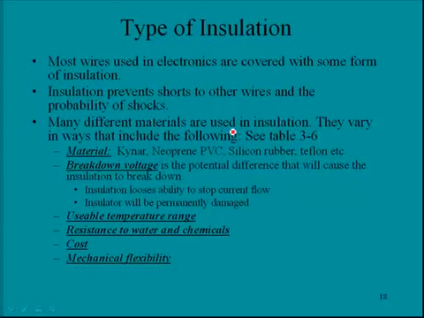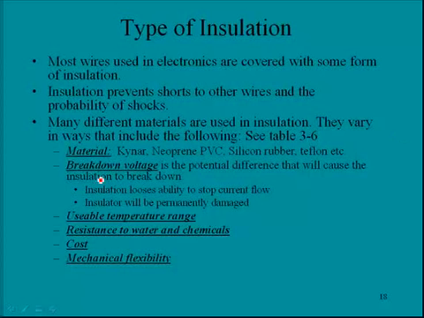Many different materials are used in insulation. They vary in ways that include the following. Some of these are mentioned in Table 3-6. The first one here is material. There are many different types of materials used in insulation. They include Kynar, neoprene, PVC, silicone, rubber, Teflon, etc.